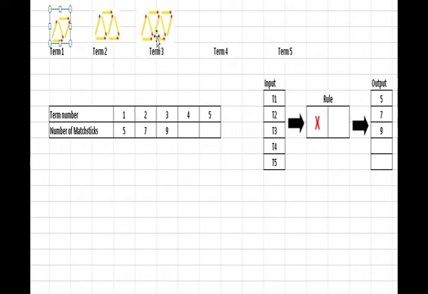Term 3 is a repetition of term 2. So if I take term 2 and place it on top of term 3, there's 3 triangles there. And if I add 2 more matchsticks to it, that makes up term 3. So I added 2 more matchsticks to term 2 to make up term 3. Alright, so 5 matchsticks in term 1 plus 2 more makes up 7 matchsticks in term 2, plus 2 more makes up 9 matchsticks in term 3.